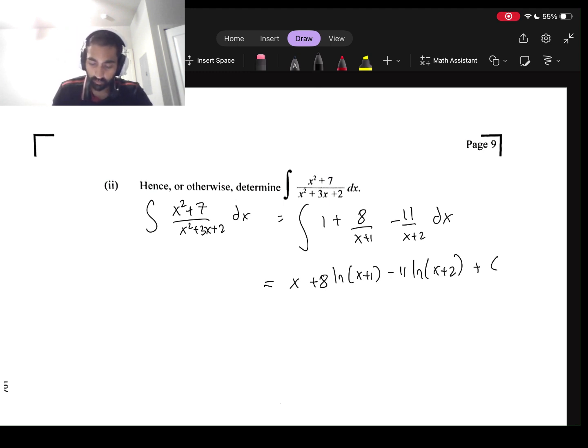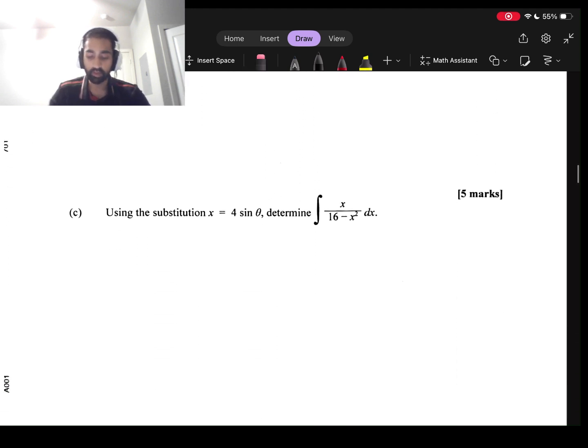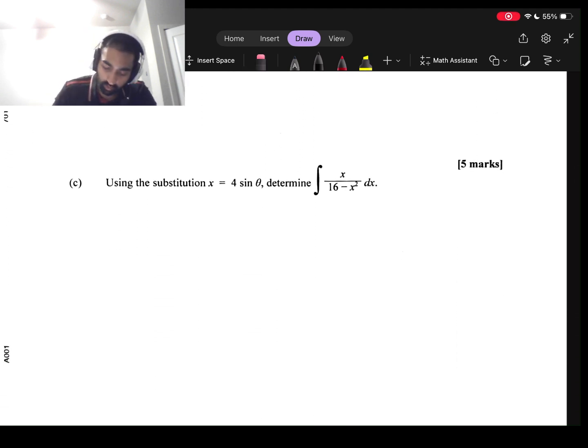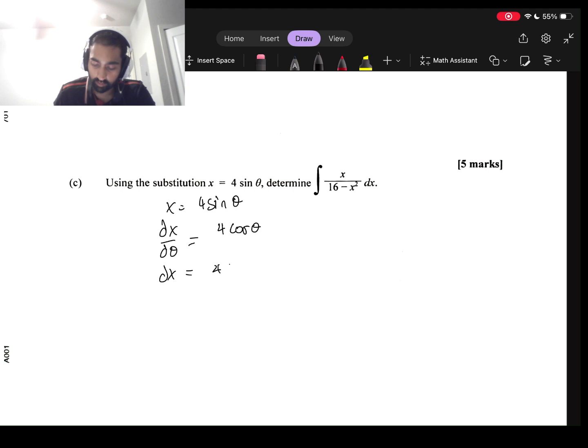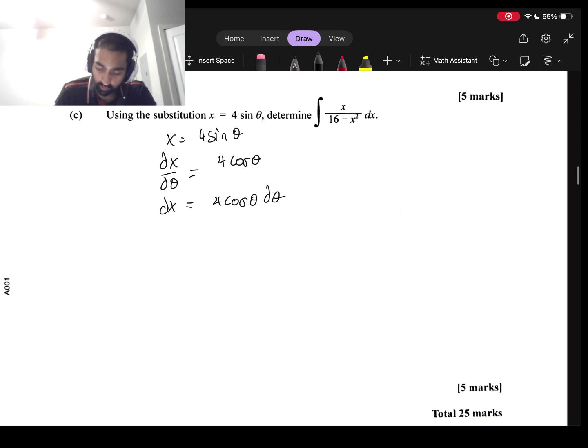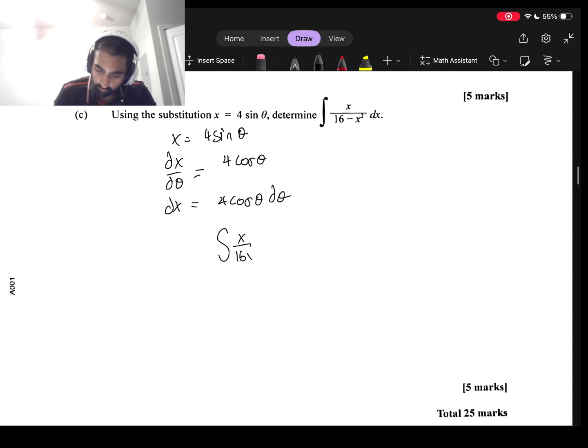Okay. And then the last part of question 2 is to use this substitution to find this integral. So let's start. Let's say x was 4 sine theta. Then dx d theta, if I differentiate with respect to theta, is just 4 cosine theta. So then dx is equal to 4 cosine theta d theta. And then the other thing, okay, well, let's just put all that in now. So the integral of x over (16 minus x squared) dx.